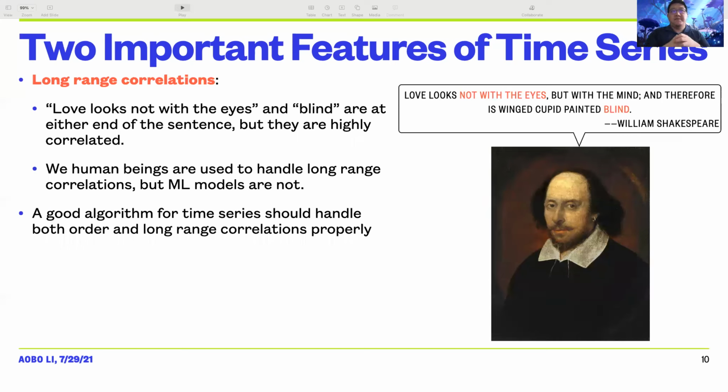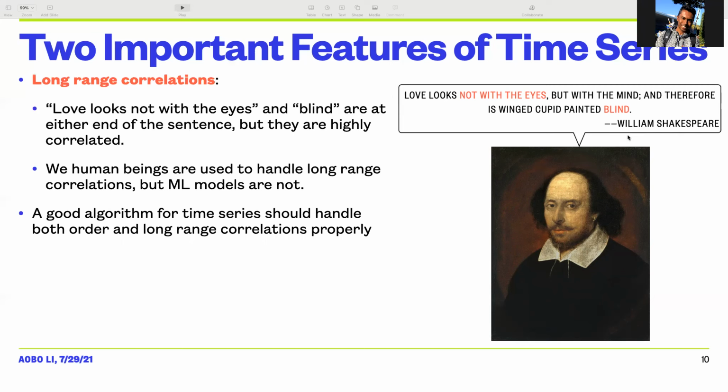The other important feature is long-range correlation. If you look at this Shakespeare quote, it says, "Love looks not with the eyes, but with the mind, and therefore is winged Cupid painted blind." The first phrase, "Love looks not with the eyes," and the last word, "blind," are actually correlated. They are a kind of metaphor for the same thing. But you can see that they are very far apart in the sentence: one is at the very beginning, one is at the very end.